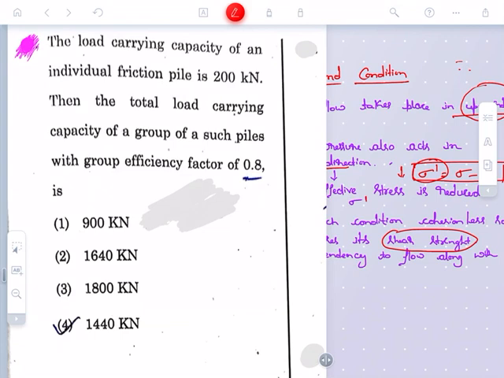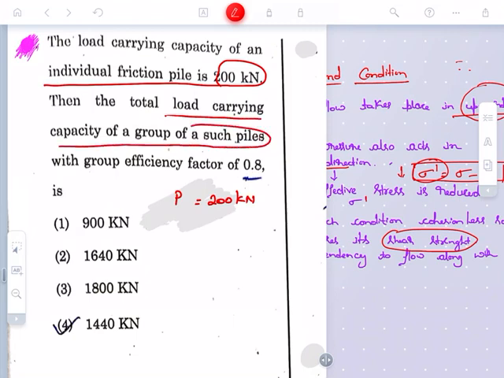In the next question they have given the total load carrying capacity of an individual frictional pile is 200 kilonewton. So the individual frictional pile is 200 kilonewton. Then the total load carrying capacity of a group of such piles with a group efficiency factor. They have given the group efficiency factor as 0.80.